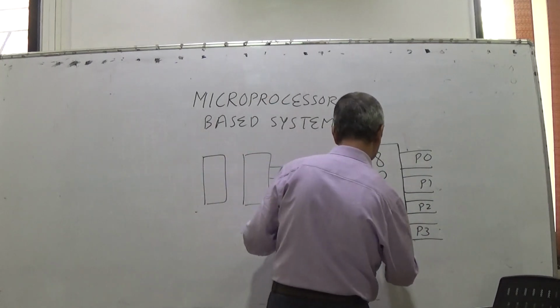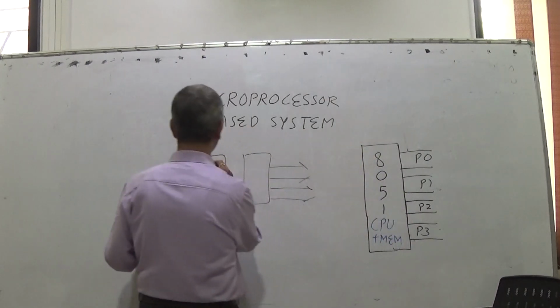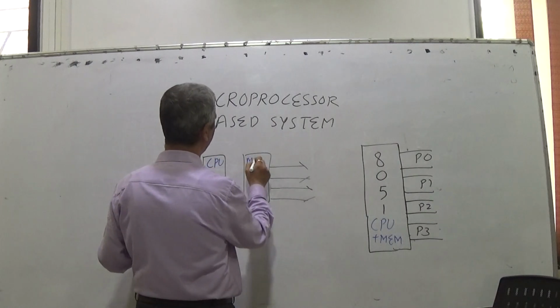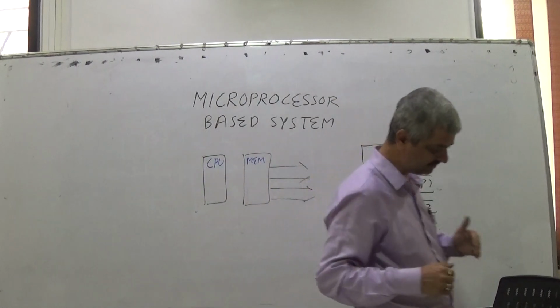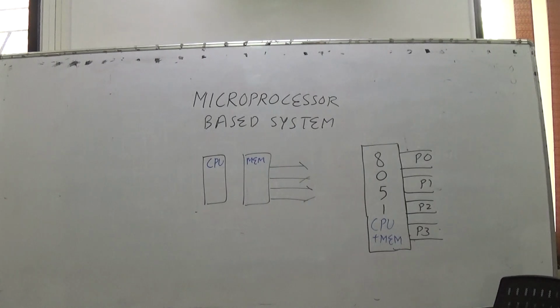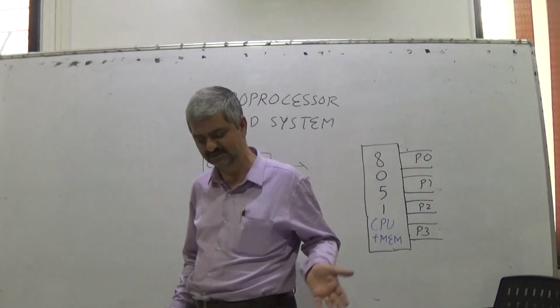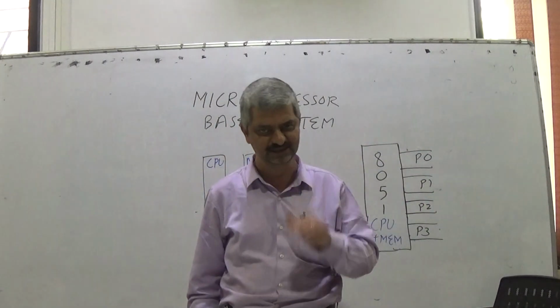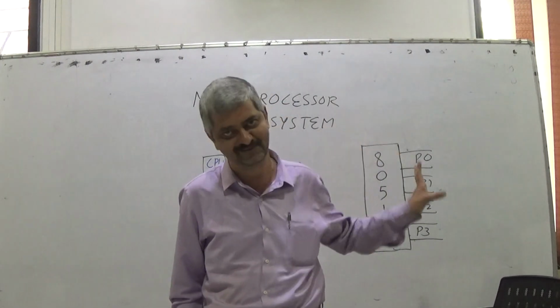This includes CPU plus memory. Ultimately, some pins should come out which should be accessible to the user. The user should be able to supply data to these pins. The user should be able to get data on these pins. Then there is CPU, there is memory. CPU contains some internal registers, the program counter, the instruction decoder and some temporary registers. So the microprocessor logic I have explained to you.